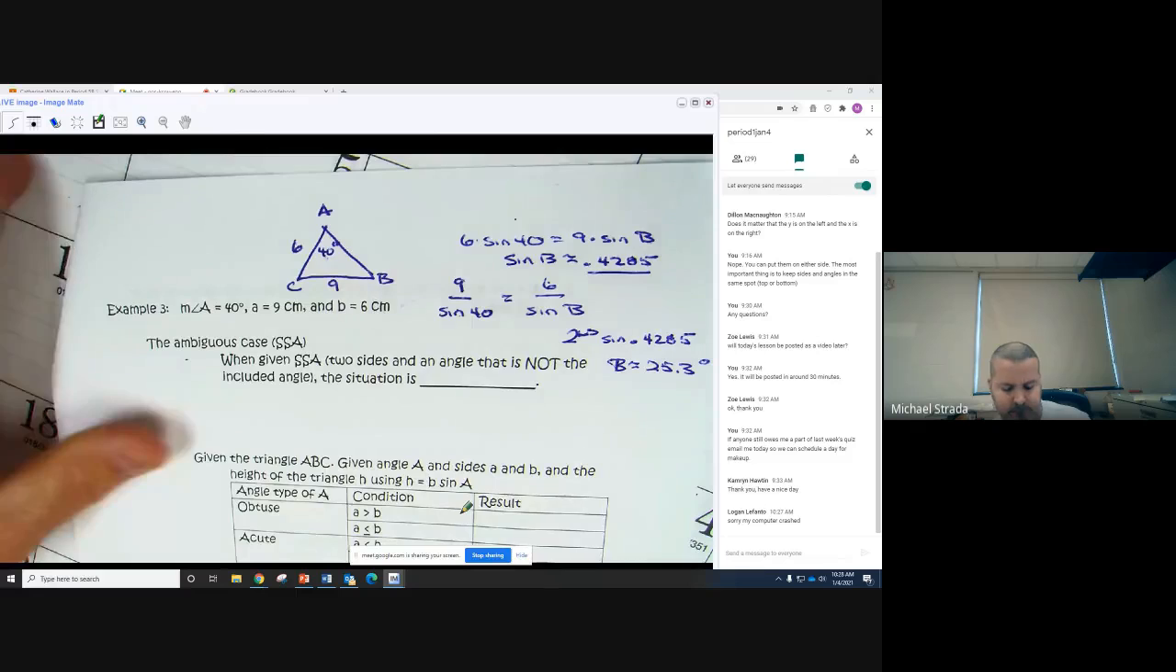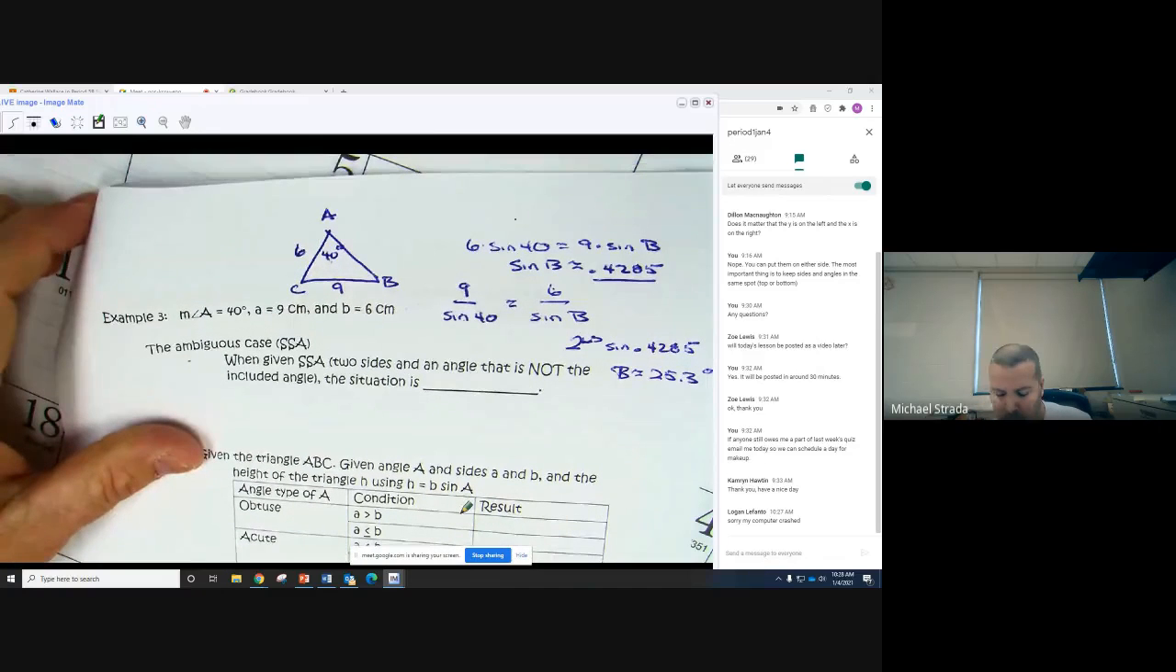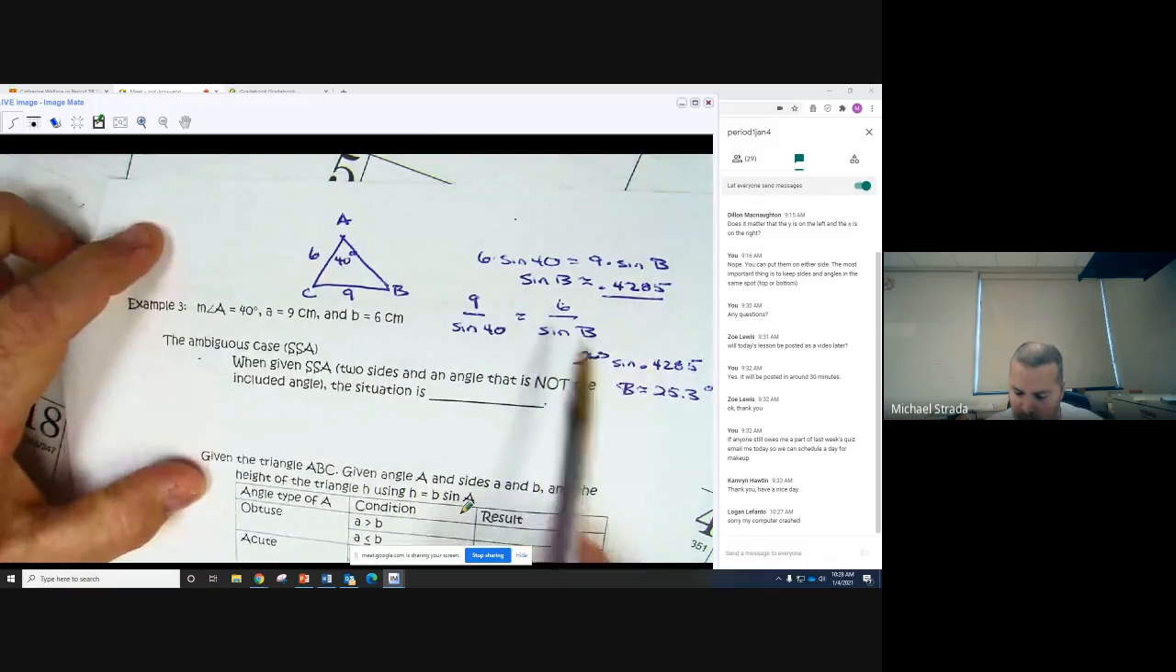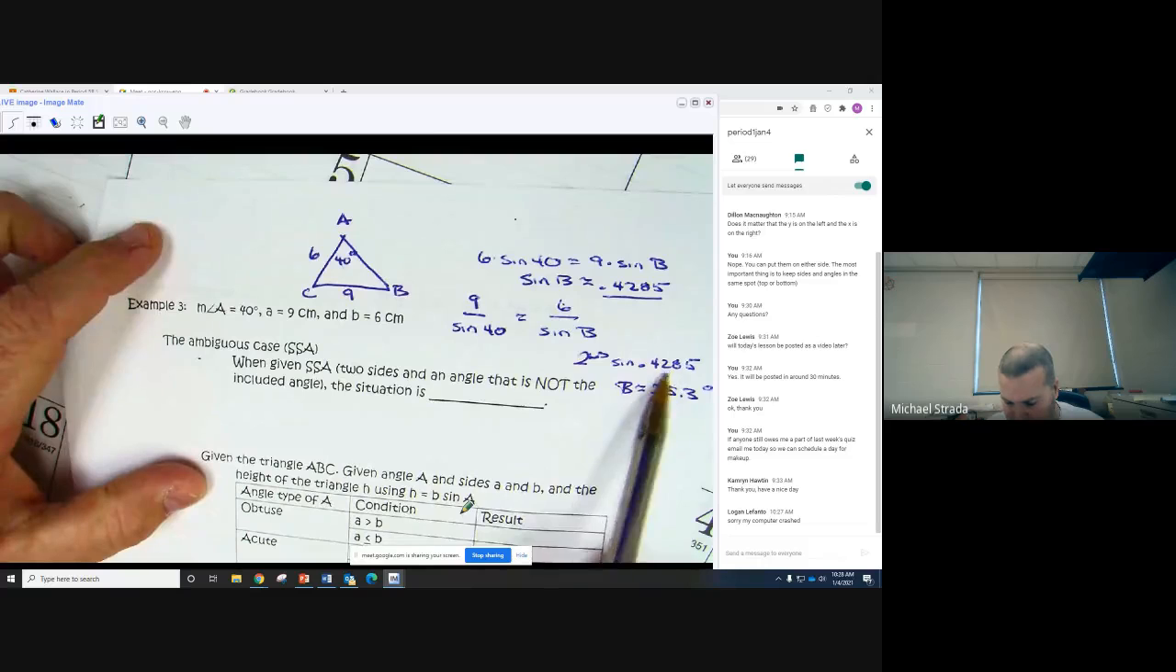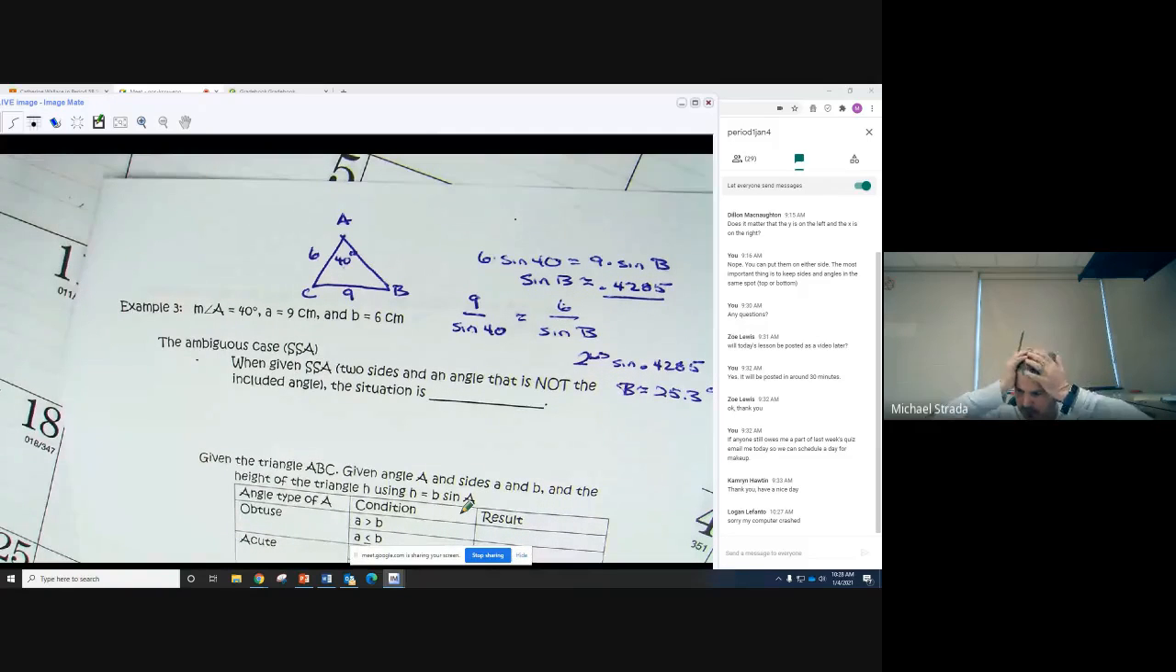All right? Everybody good? So when you're finding an angle, figure out what the sine function is equivalent to, go to 4 decimal places, and then use second sine in order to get it.